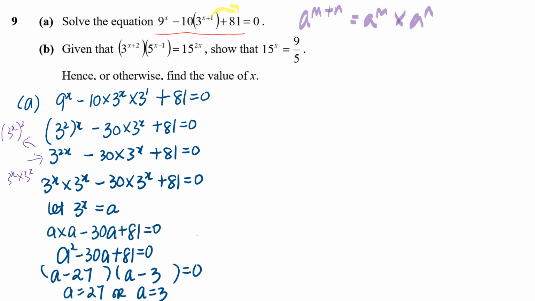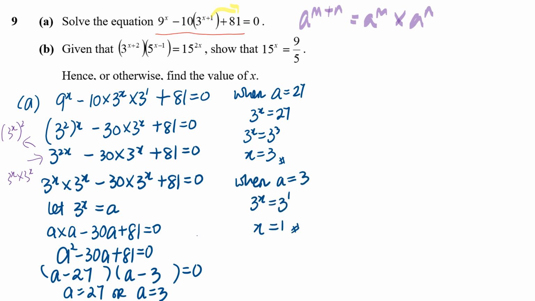You end up with a quadratic equation involving a, factorize it. Right, remember a is just a substituted value. The original value you need to find is 3 to the power of x. So when a is 27, 3 to the power of x is equal to 27. You can write 27 as 3 to the power of 3. Same base, compare the power. Likewise for the other value when a is 3. Alright, so that's part A.